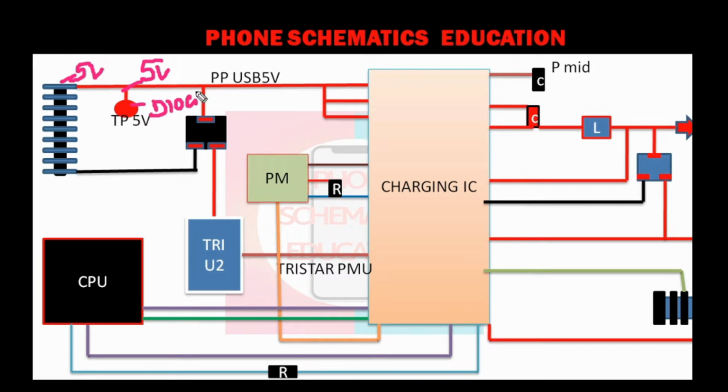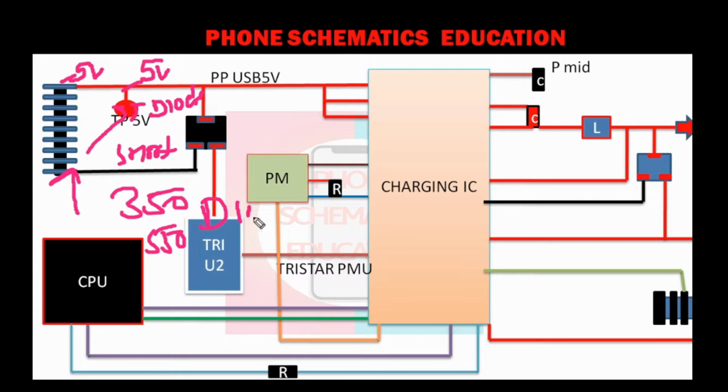Sometimes this line is short, full short or half short. For this, you will check on the multimeter with the reverse bias: black probe on this TP, and disconnect the battery, and red probe somewhere connecting with the ground like this, right? So you will get 350 to 550 diode value on a reverse bias, black probe on the TP, red probe on the ground.